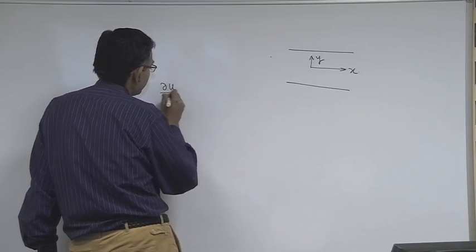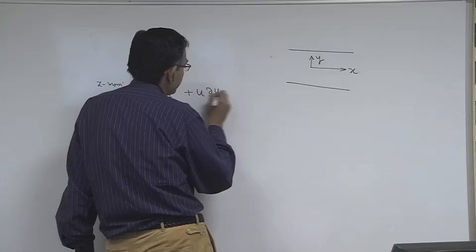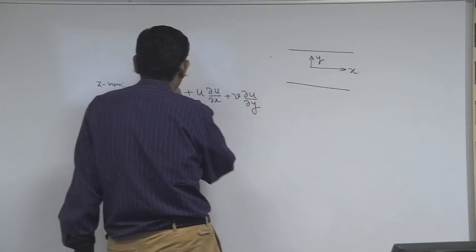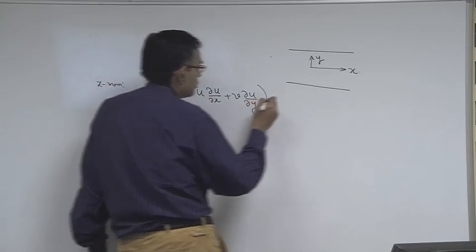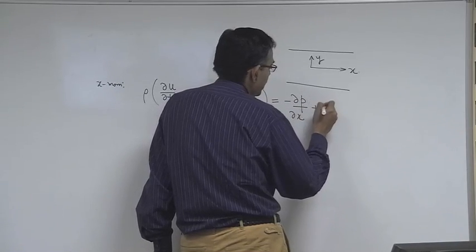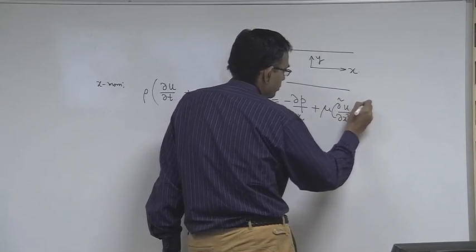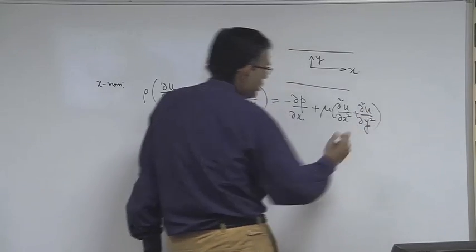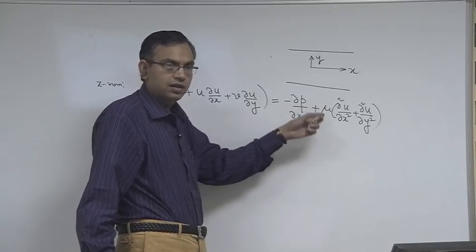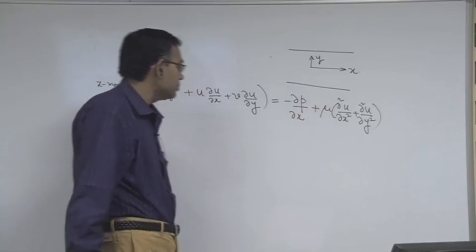rho times del u del t plus u del u del x plus v del u del y is equal to minus del p del x plus mu times the viscous term. As is obvious, I am not repeating again that we are making an assumption that the flow is incompressible, so that the additional source term due to the compressibility effect is not appearing here.